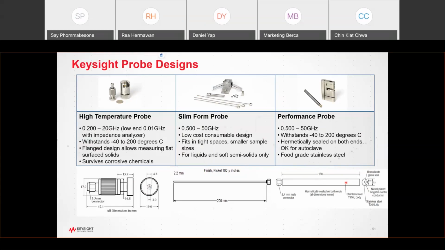Also, this one is hermetically sealed on both sides, so the moisture does not go in, and it can be autoclaved and sterilized, so it can be cleaned really easily, especially for health research. So you can sterilize this probe. The other 2, because we don't seal on this side, the moisture could go inside.